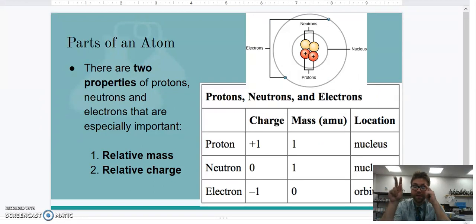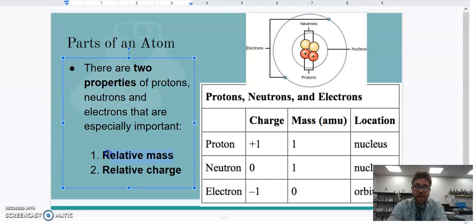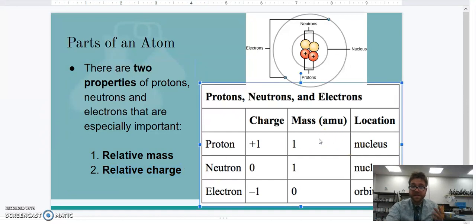Now there are two important things you need to know about protons, neutrons, and electrons. Those two important things are, you need to know their relative mass. How big are they? How much do they weigh? And you need to know their charge. Are they positive? Are they negative? You need to know what they are. So if we look at this chart, we can already tell a couple of things that we need to know.